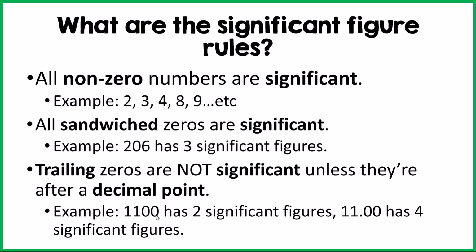Because there's no decimal point after that, it's not exactly 1100.00. It's just 1100. So that could be an estimate. We're going to count that as just 2 significant figures. 11.00, however, has 4 significant figures because this shows a level of precision that we would like to keep throughout the calculations so that our answer is as precise as the original measurements that we made.